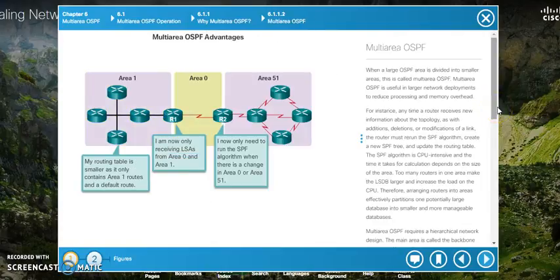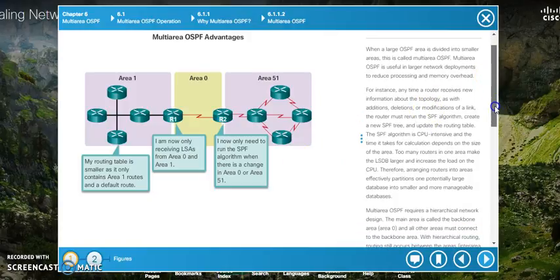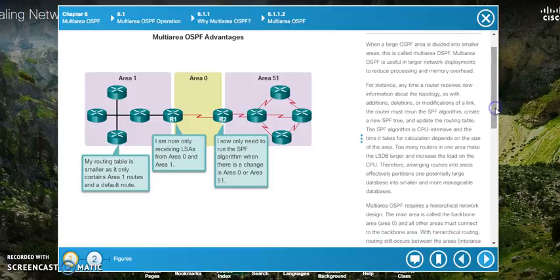Here we have a multiple area topology. So we have these routers in area 1. We have area 0, which is kind of like the two networks talking to each other here. We do this because, like I said earlier, we have efficient CPU time, and our routing tables are smaller, more compact.